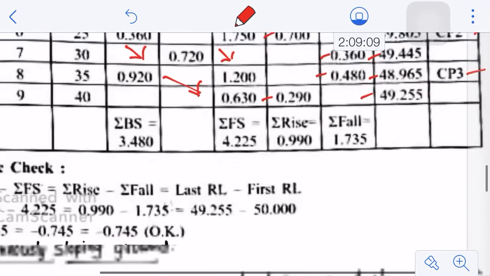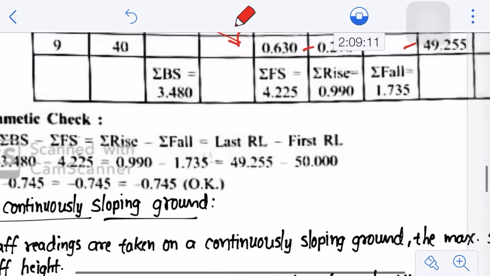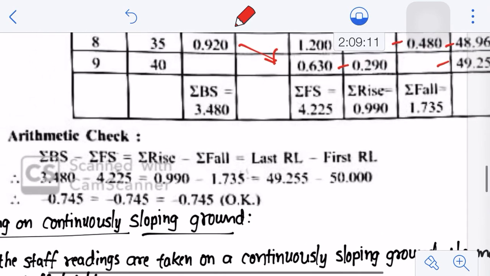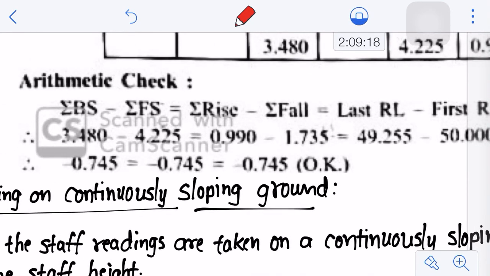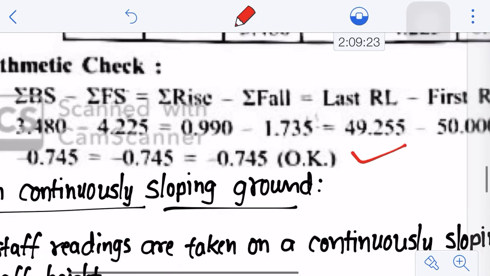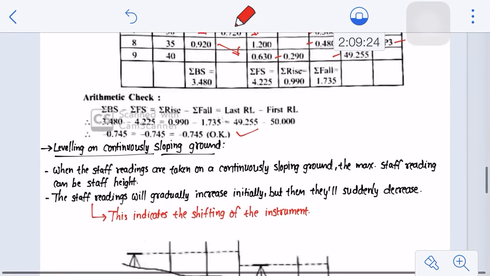So finally, applying the check: summation BS, summation FS, summation rise, summation fall, last RL minus first RL. If you do all that, your readings are coming all equal, your checks are coming all equal. That means whatever calculations of RLs we have carried out, they are correct, right?